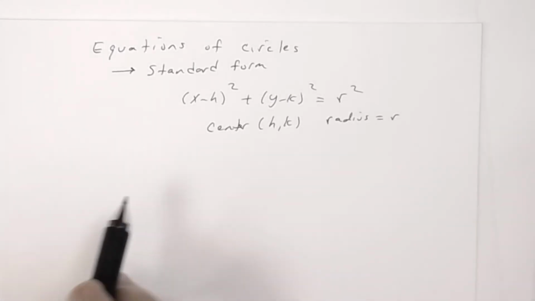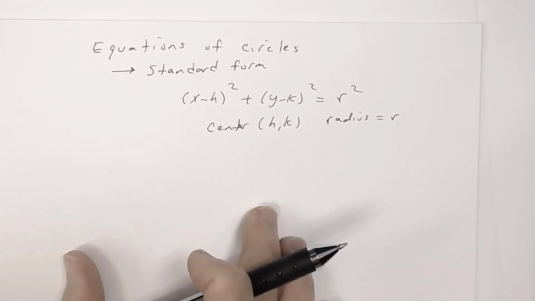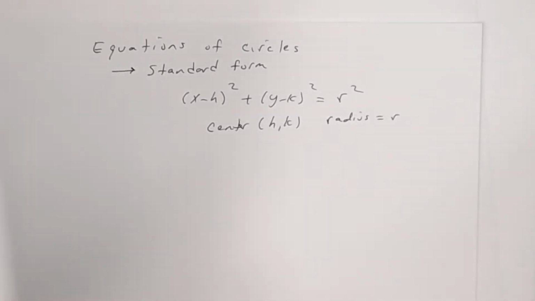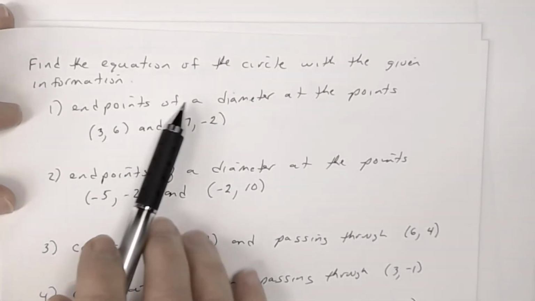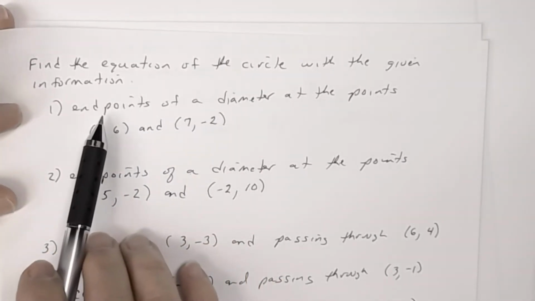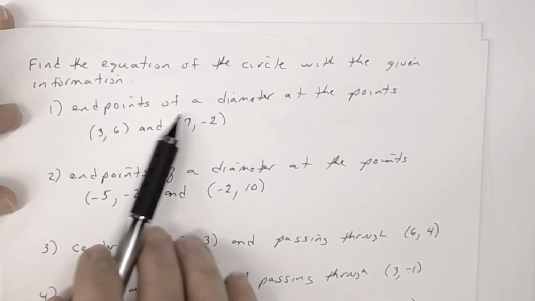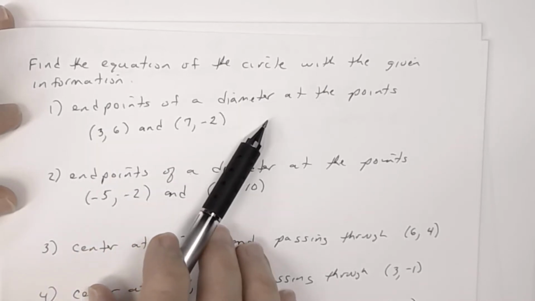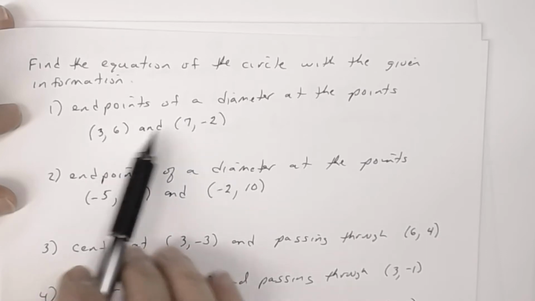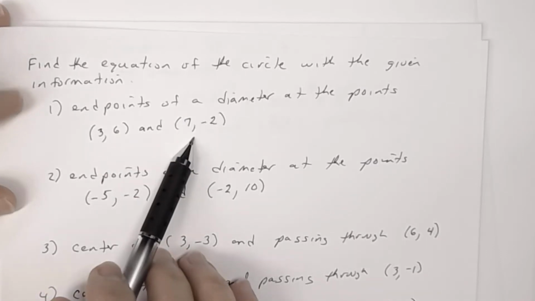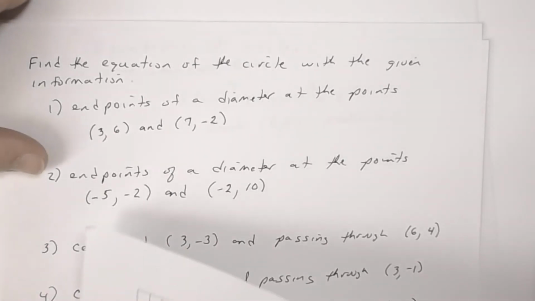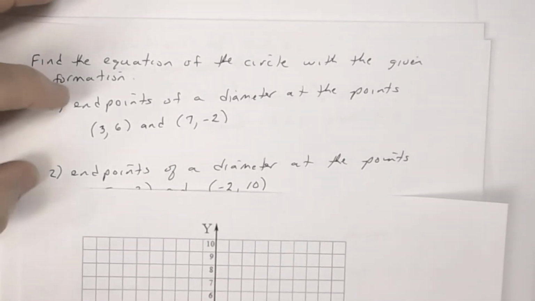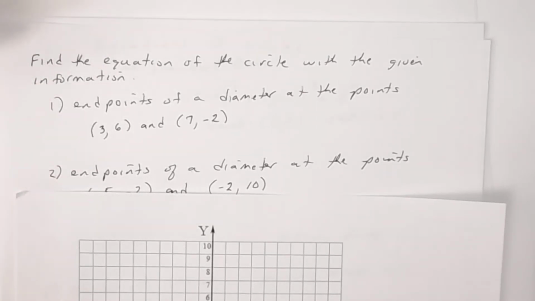Now in this set of problems we're going to look at, for the most part, you're going to be given, for example, number one, it says: find the equation of a circle with the given information. You're told that the endpoints of a diameter of the circle are the points (3, 6) and (7, negative 2). Let's look at what you're seeing here. If you were to draw the diameter, you would probably get more information as to what you need to do.